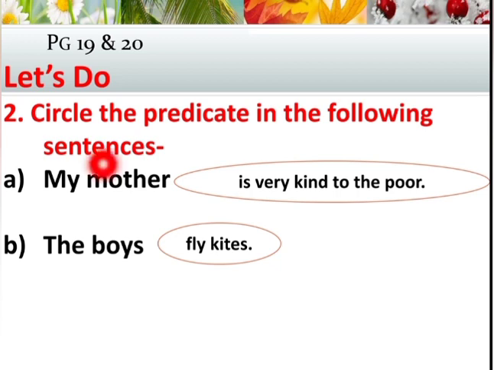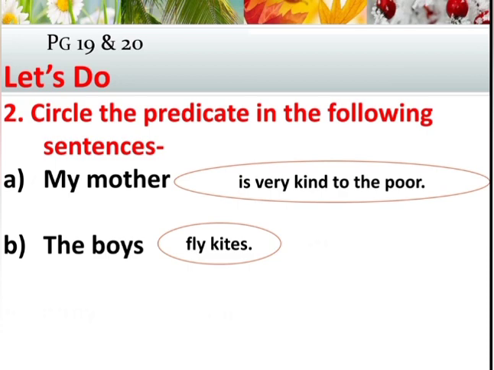Let's start. My mother is very kind to the poor. So mother is the doer. But what are we talking about mother here? Is very kind to the poor. So we will circle this because this is the predicate. The boys fly kites. Action is being done by boys. But what action are they doing? Fly kites. So this is the predicate.